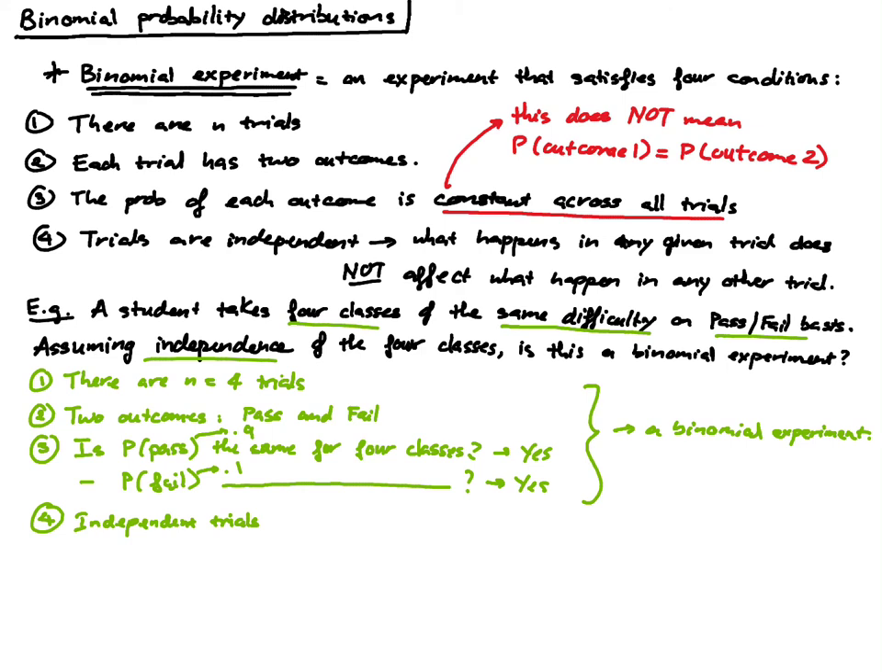Now, if the courses are not of the same difficulty, then you have the probability of passing being different for each of the courses. Then we no longer have a binomial experiment because the third condition is not met. So in this video, we talked about the concept of a binomial experiment, and we looked at an example of a binomial experiment and how one of the requirements may be violated.